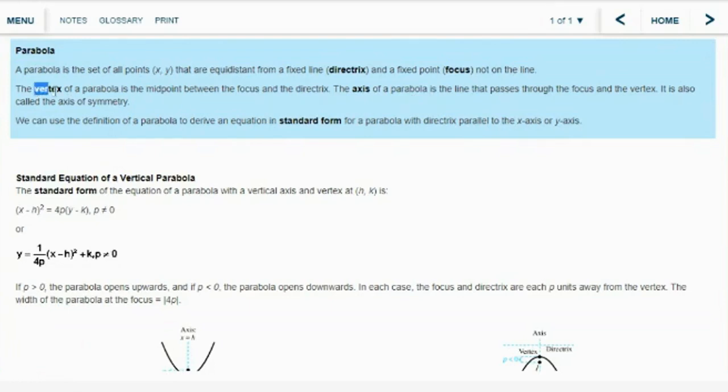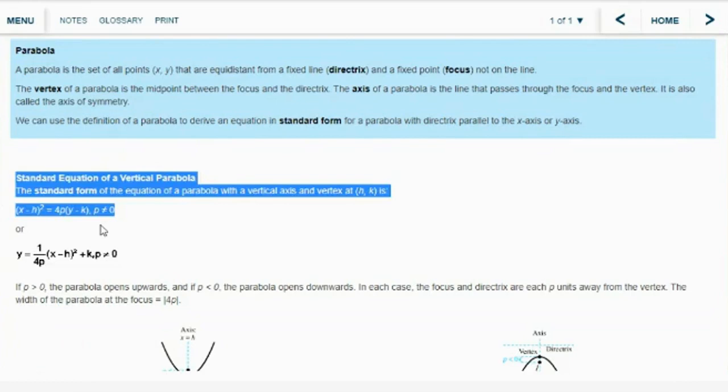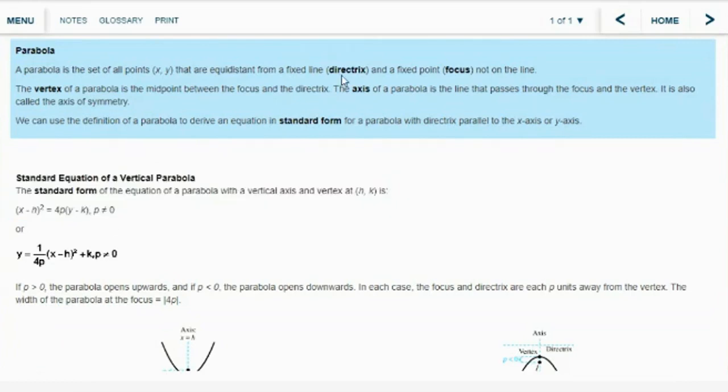Let's look at the vertex of a parabola. We're used to that. That is the midpoint between the focus and directrix, however. The vertex is the point where it turns, either the lowest point of a parabola or the highest point. The axis of symmetry is the line that passes through the focus and the vertex. It's kind of like a mirror. Each side of that line is like a mirror of the other side. So we can have an equation, and we'll look at the equation in a minute. Let's look at what they're talking about with the focus and directrix.